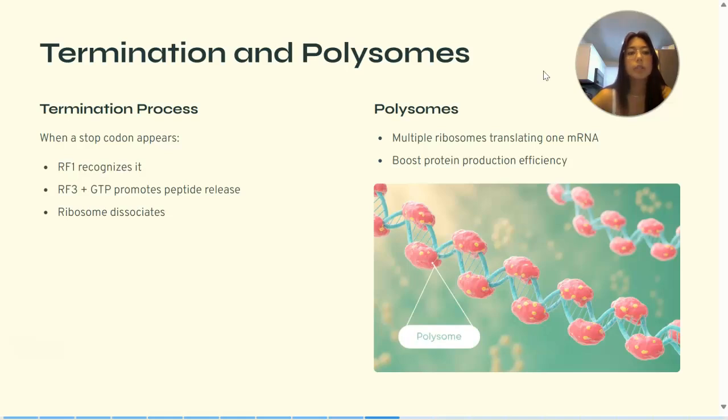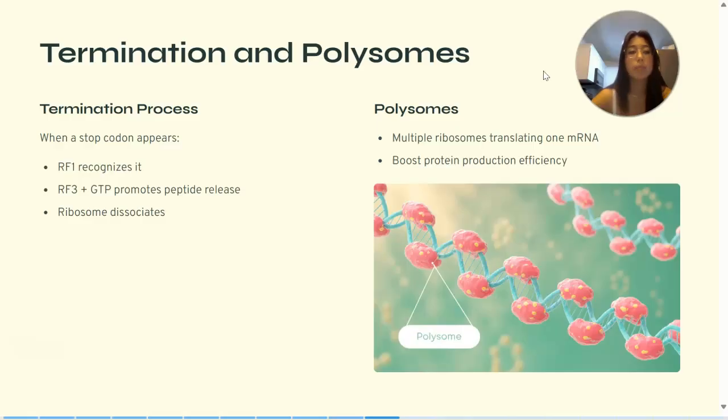Termination begins when a stop codon, UAA, UAG, or UGA, enters the A site. Since there is no corresponding tRNA, release factors RF1 and RF3 recognize the stop codon and catalyze the hydrolysis of the bond between the peptide and the tRNA. This releases the newly synthesized polypeptide from the ribosome.